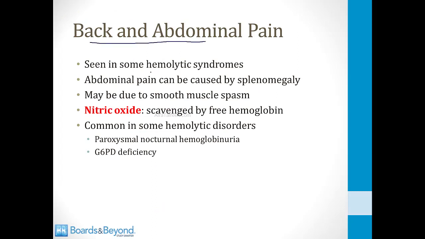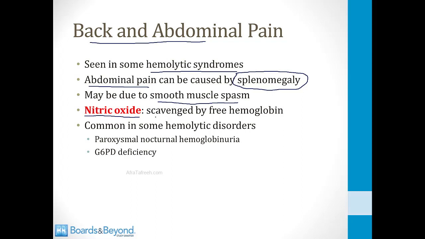The last topic for this module is back and abdominal pain. These are symptoms that are seen in some hemolytic syndromes. For one thing, abdominal pain can occur if splenomegaly is a prominent feature of any hemolytic disorder. In addition, back and abdominal pain can occur due to smooth muscle spasm in the abdomen and back area. This is thought to result from low levels of nitric oxide. You may know that nitric oxide is a smooth muscle relaxant, so if the level gets low, that can lead to smooth muscle spasm in the back and abdomen.